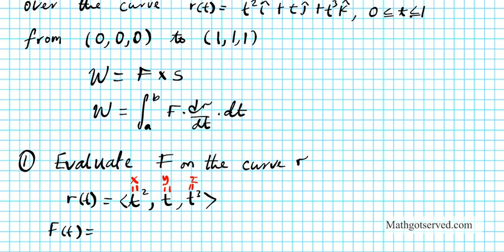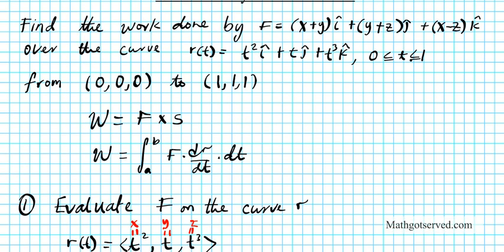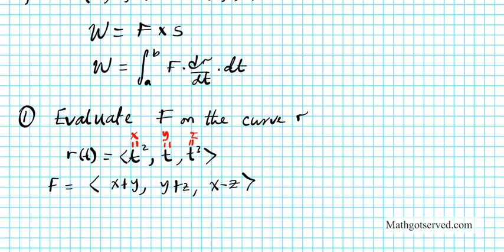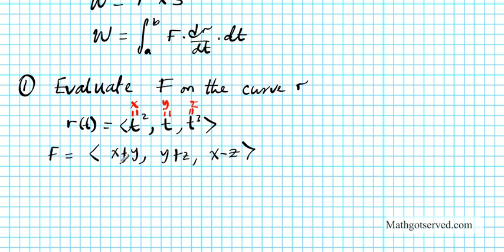f of x, y, z is going to be a function of t in a minute after I do the substitution. So f is basically using the coordinate notation, so I don't have to write i, j, and k. It's x plus y, comma, this is for the x, the i direction, and then for the j direction it's y plus z, and then for the z direction it's x minus z. This vector is exactly the same as the vector in the question, x plus y, y plus z, and x minus z.